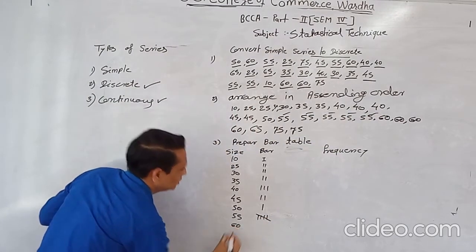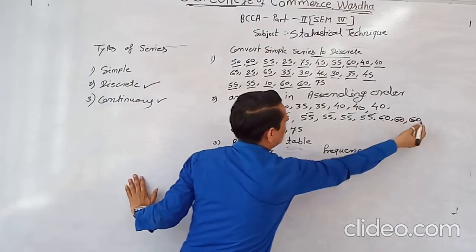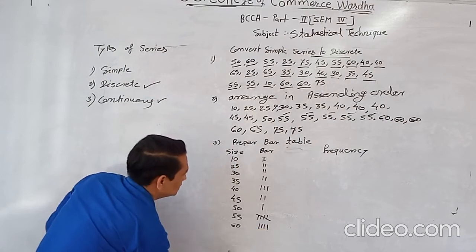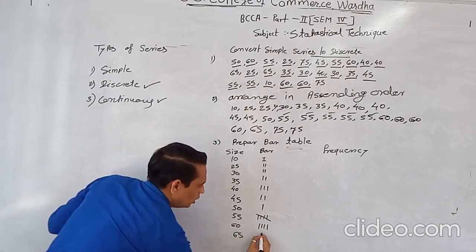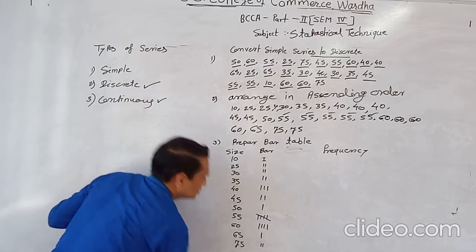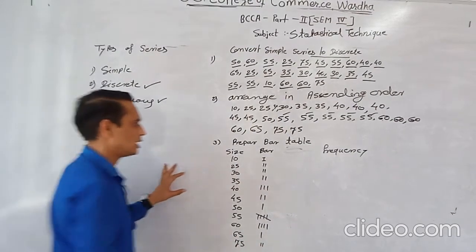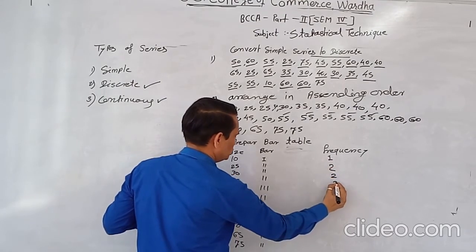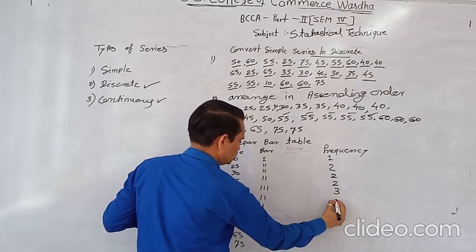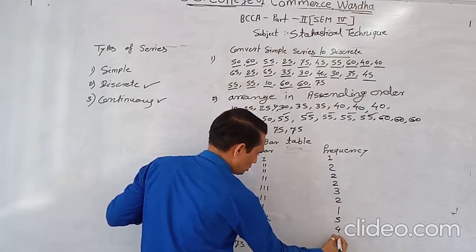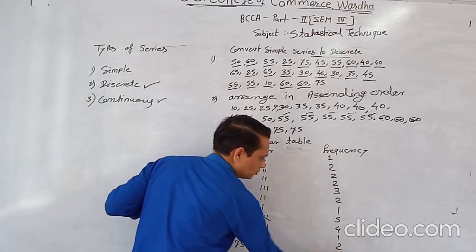60, 4 times. 65, 1 time, and 75, 2 times. Count the frequencies just like 1, 2, 2, 2, 3, 2, 1, 5, 4, 1, 2.